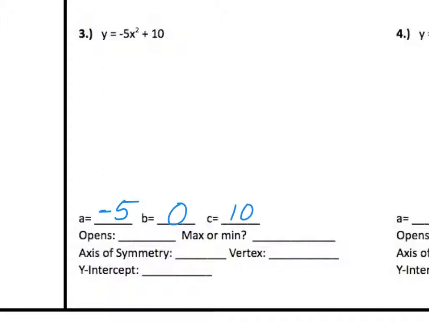The A value is negative. Will it open up or down? Down. And since it opens down, will it have a max or min? Max. Okay, our next job is to find the axis of symmetry. Negative b over 2a. That'll give us the x value for the vertex and the line.